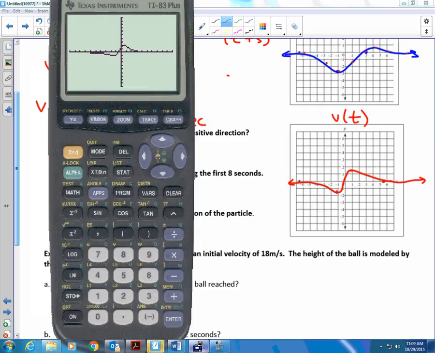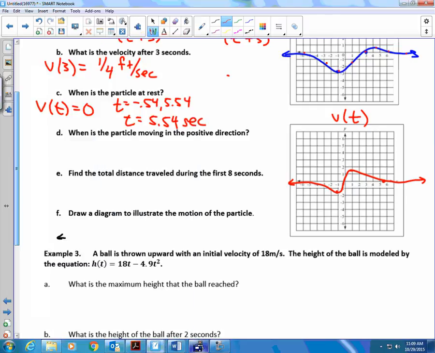Okay, here's a challenging question. Right after 0, is the particle moving in the positive direction or the negative direction? You're moving in the positive direction when the derivative is greater than or equal to 0. Is this greater than or equal to 0? Why? Because it's above the x-axis. So therefore, we know it's moving in the positive direction right away. So it says, when is the particle moving in the positive direction? Wherever the derivative is above the x-axis.